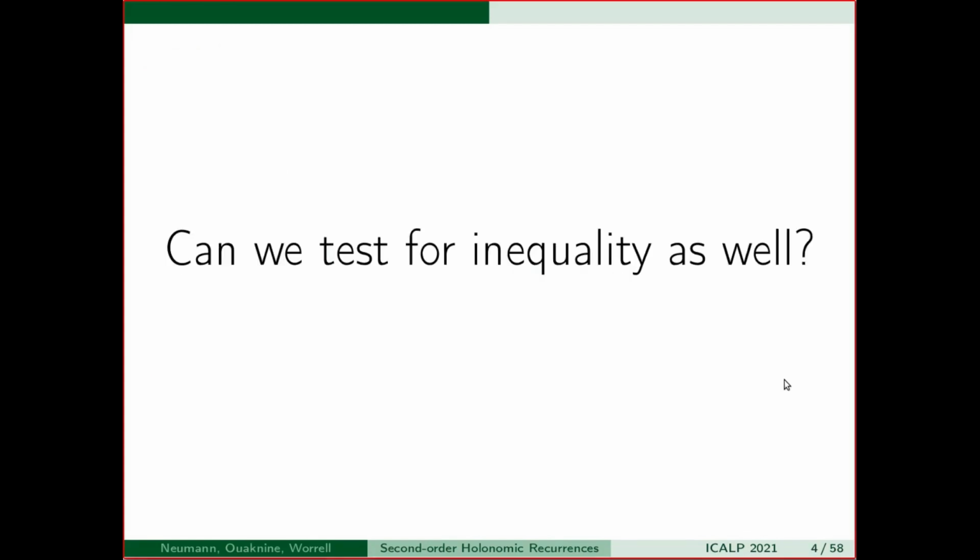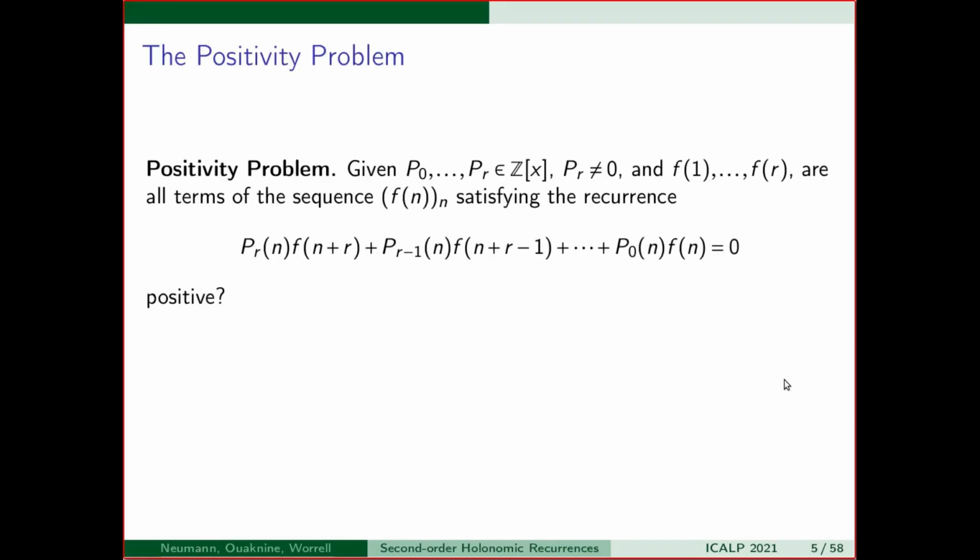So seeing all this, it's very natural to ask, can we test such sequences for inequality as well? This in turn leads to a decision problem that is known as the positivity problem. So given polynomials with integer coefficients, the leading polynomial non-zero, and initial values, say rational numbers, are all terms of the sequence that satisfies this polynomial linear recurrence non-negative?